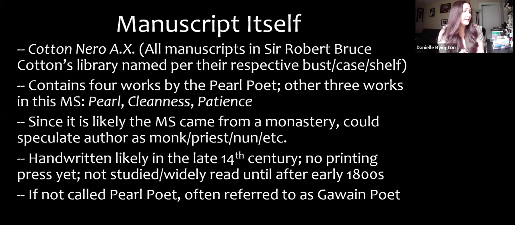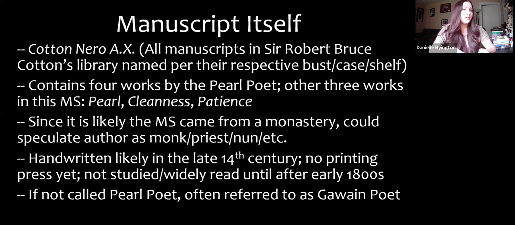And Sir Cotton was a gentleman from the 16th century. We assume that the actual manuscript itself was likely written in the late 1300s, so the late 14th century. It contains four works total. Now, Sir Gawain and the Green Knight is probably one of the most commonly taught of those four. One of the other three remaining works in that manuscript, known as Pearl, would probably be a good second choice. And then Cleanness and Patience are also two other works in that manuscript.